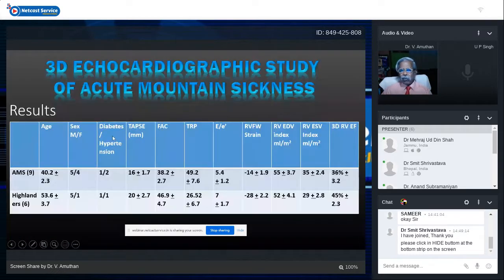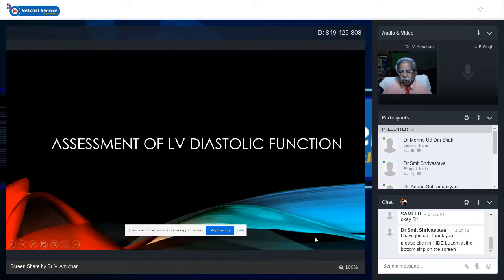This study was presented in the ESC conference last year, and in the calculation, 3D ejection fraction was more reliable. It was reduced, whereas 2D ejection fraction was not that much reduced. You can see, and we compared with the normal Highlanders there.